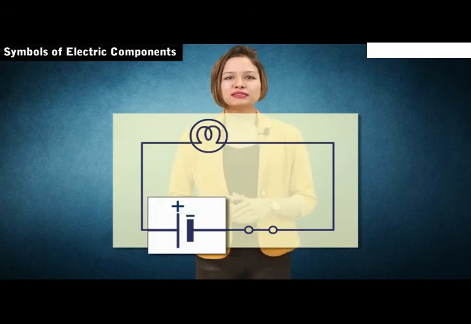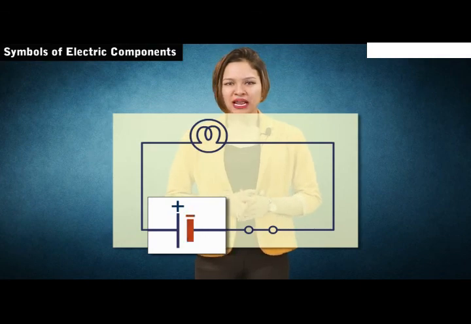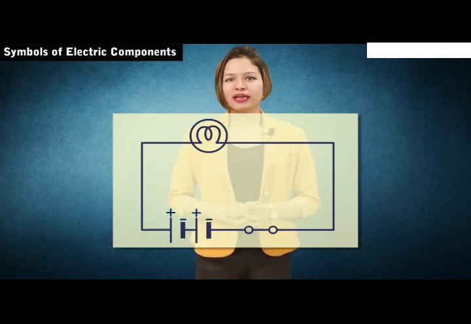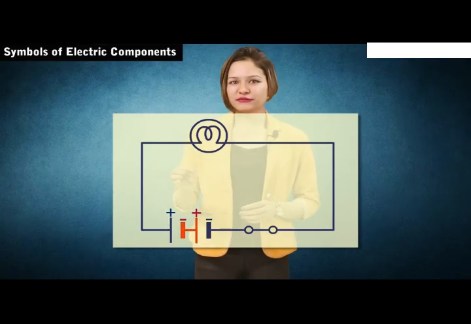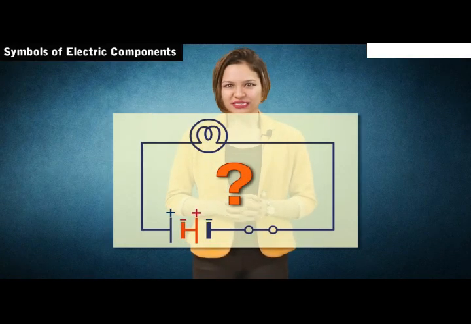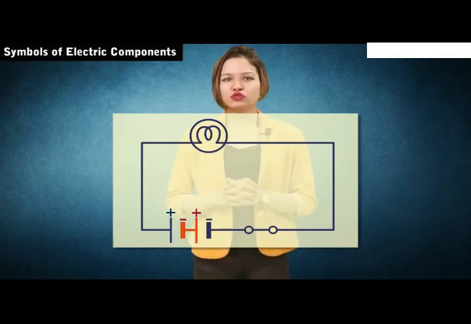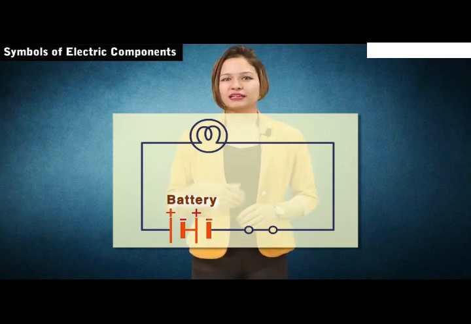And as we know that a cell is represented by a longer line and a thicker, shorter line parallel to the longer line, if we connect two or more cells together in such a way that the negative terminal of one cell is connected to the positive terminal of the next cell, then what do we call this combination of cells? Well, such a combination of two or more cells is called a battery. And more about this battery will be discussed in our next module.